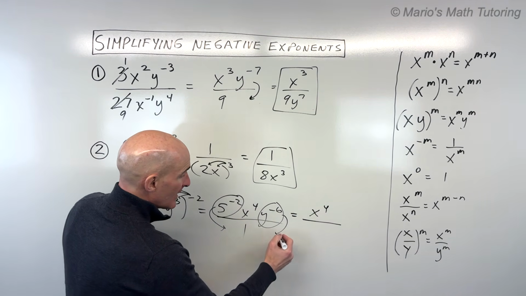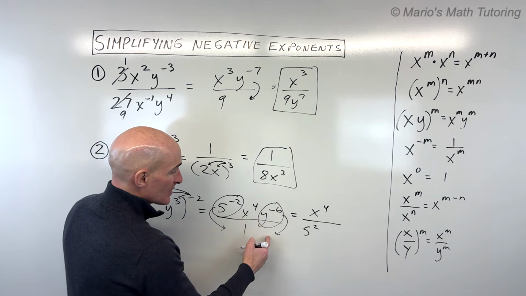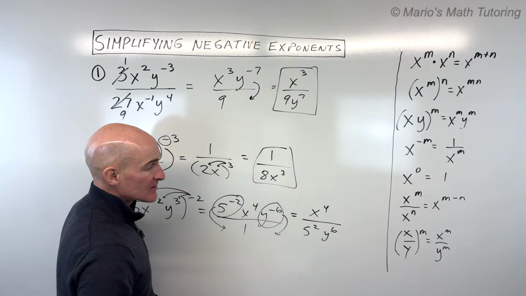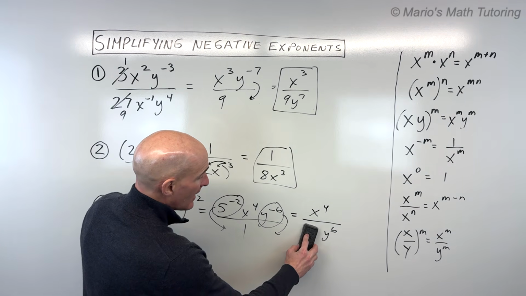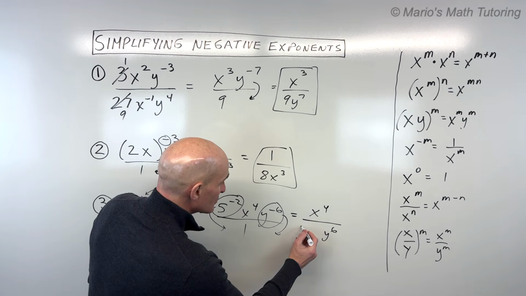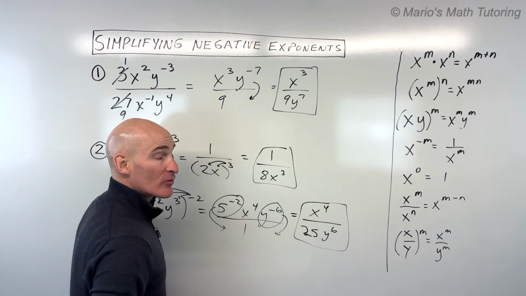But this 5 to the -2 is going to come down here. It's now going to become 5 to the 2nd. This is going to become y to the +6th. And then 5 squared, this is just 5 times 5, which is 25. So let's go ahead and change that to 25. And now that's our final result.